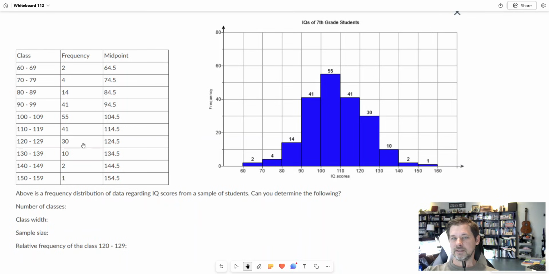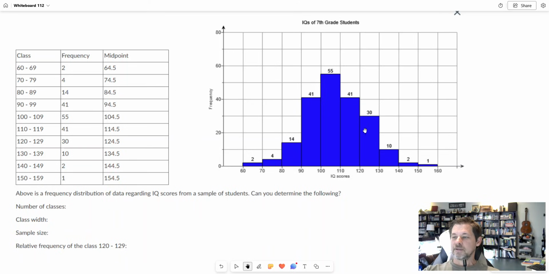So I might look at this and say, well, 41 students had an IQ measured between 90 and 99, and 55 had an IQ measured between 100 and 109, and so on. Okay. And then I'll also give you the midpoint of each of those classes. How do you get the midpoint? You can find the midpoint by adding the lower class limit, 60, and the upper class limit, 69, and dividing by 2. Okay, so that's how you find the midpoints.